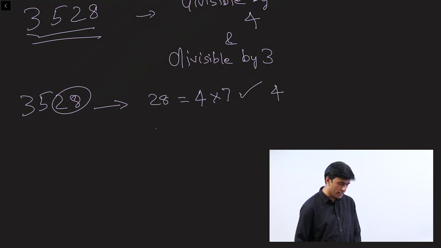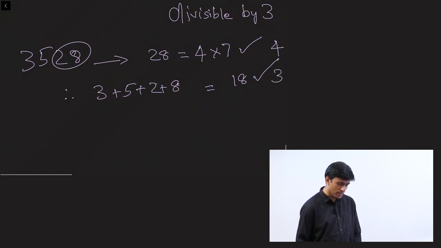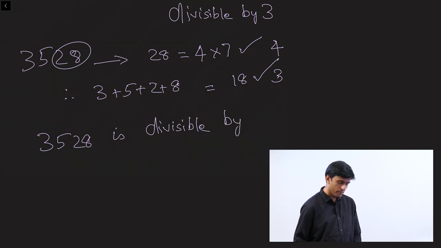Now you need to see if it is divisible by 3. How do you do that? 3 plus 5 plus 2 plus 8. That gives you 18, which is a multiple of 3. It's divisible by 3 as well. Since the number is divisible by 4 and 3, we can say 3, 5, 2, 8 is divisible by 12. Let's take another example.